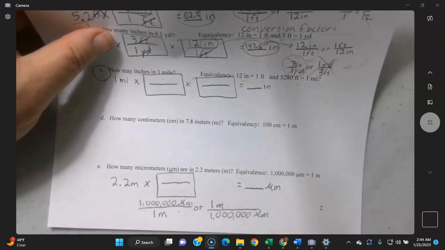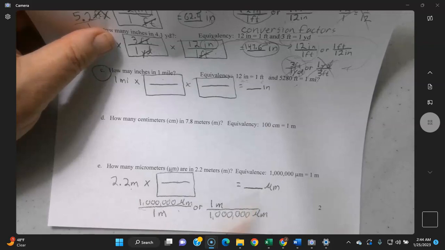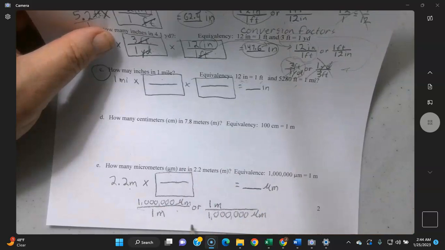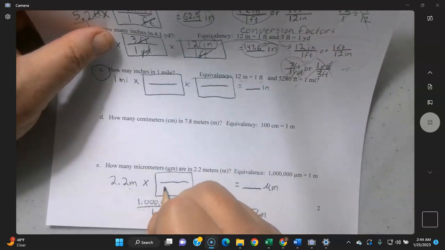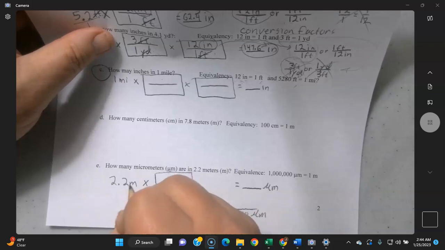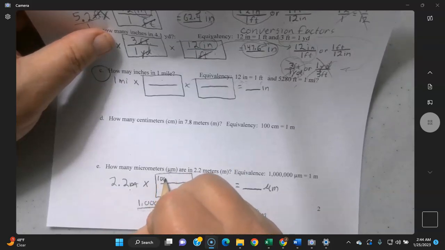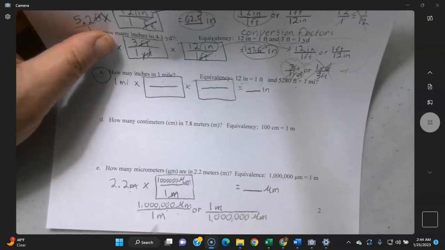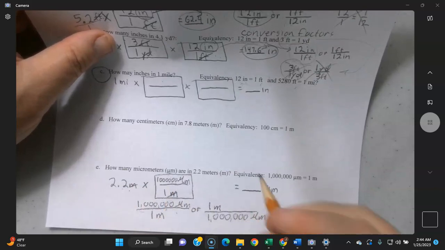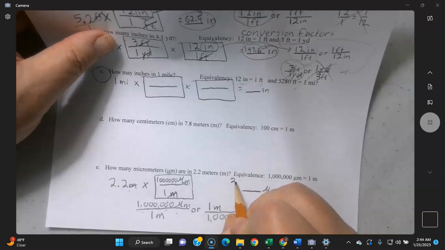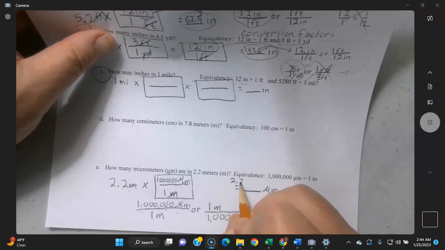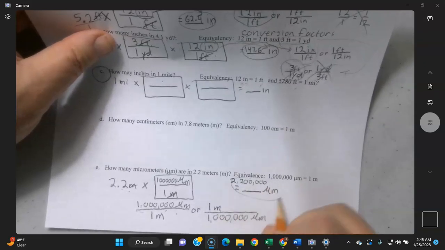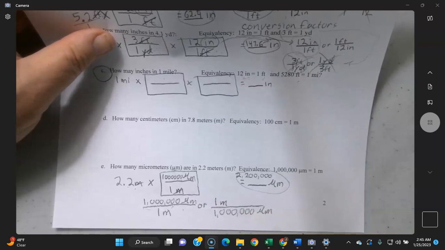Okay, so which one of these two is going to go up here? You need meters to cancel out and micrometers to appear in your final answer. Probably should have made my box a little bigger, but I'll live with it. Okay, so we need meters to cancel out, so that means we need meters on the bottom here, so this cancels with this. That means the 1 million micrometers needs to go on top. Okay, so we have 2.2 times a million divided by 1, and I need to give myself a lot of space there, so I'm going to go ahead and write this: 2,200,000. That's what you would get on your calculator, micrometers. So that's your answer for that question right there.